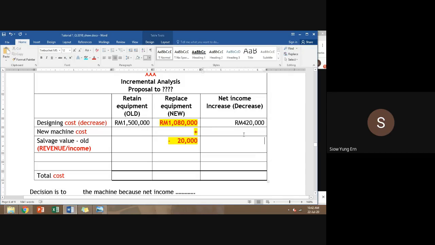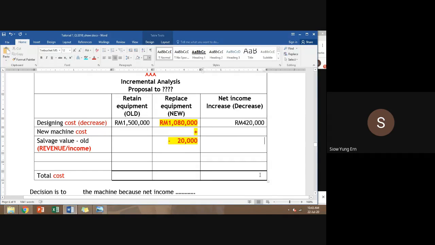Next one will be salvage value. Correct, 20,000 positive, because from 0 increase to 20,000. So when revenue increase, net income increase in the same direction. Revenue increase, net income increase the same direction. So positive 20,000.